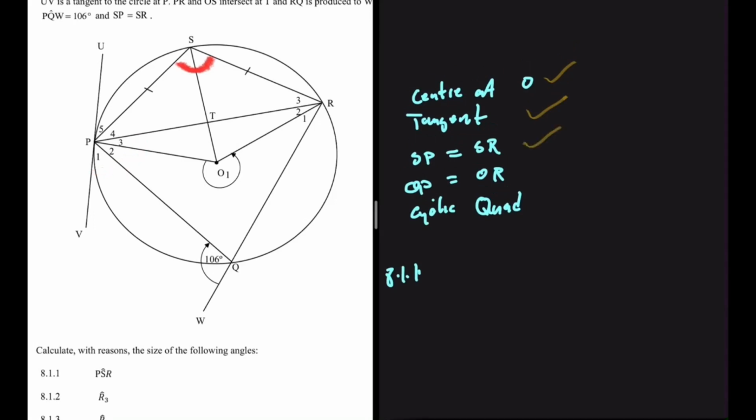SP is equal to SR. It will be easy to find the size of that angle if, for instance, we had P4 or we had R3, right? And then OP is equal to OR. It has nothing to do with that angle.